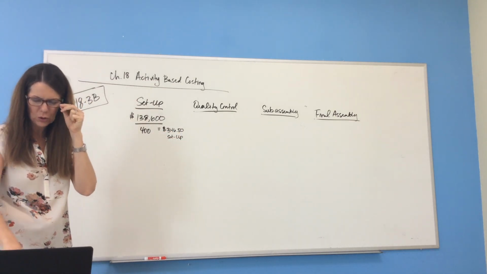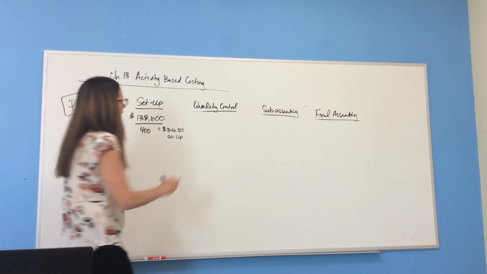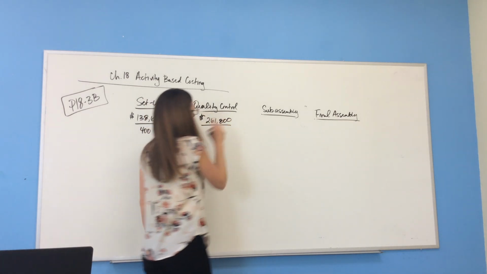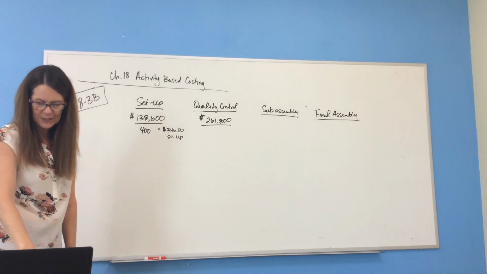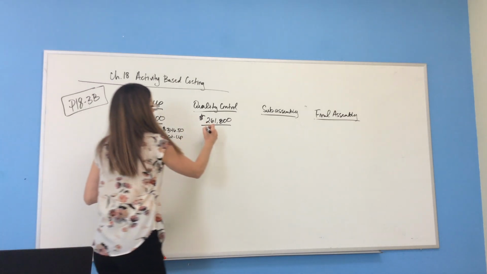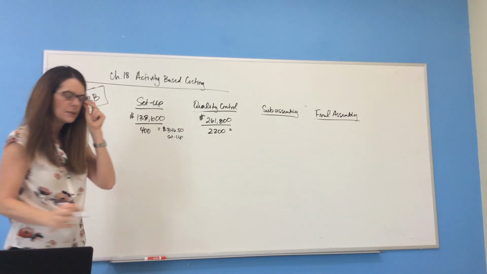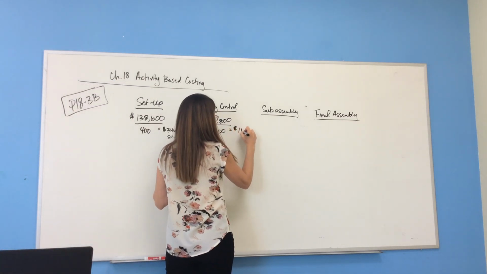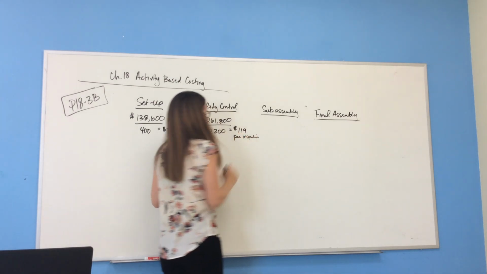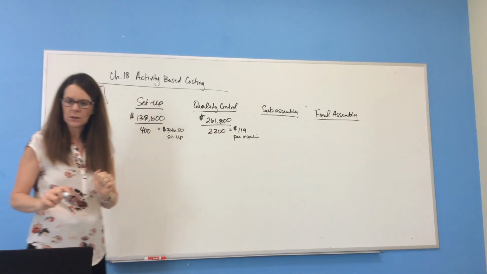Moving to quality control. The budgeted activity cost for quality control in the problem is $261,800. That activity base is going to be number of inspections. The total number of inspections for the 2 products, receivers and loudspeakers, is 2,200 inspections. And so this is going to be $119 per inspection. So this activity is going to cost the company $119 per inspection.